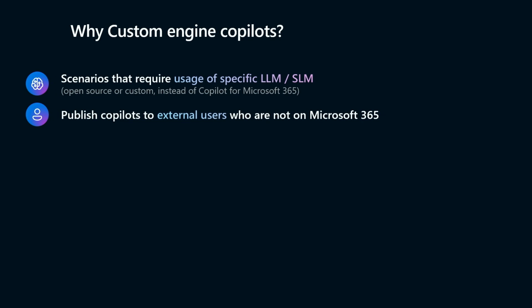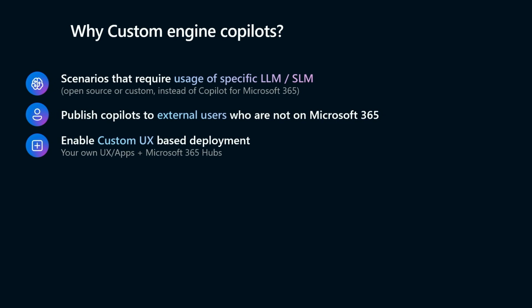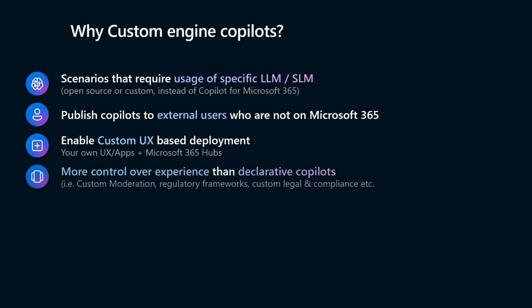You can publish these copilots to external users. Here's a big difference between a declarative copilot and a custom engine copilot. Declarative copilots are available to users who are in your M365 identity. If you want to publish, let's say, to customers, you publish as a custom engine copilot. So if you want to publish it into your custom UX, plus your Microsoft 365 hubs as well, a custom engine copilot is the answer in that scenario.